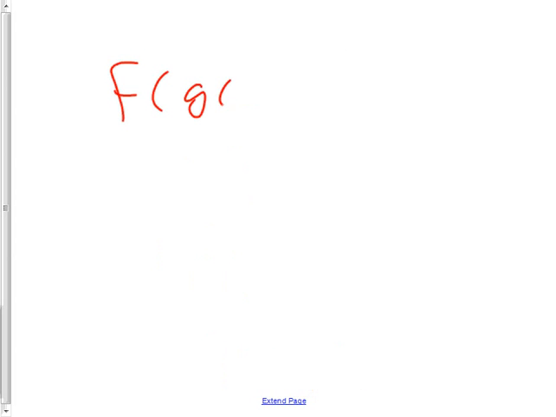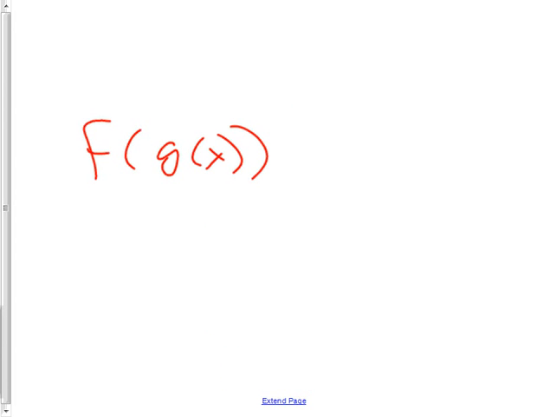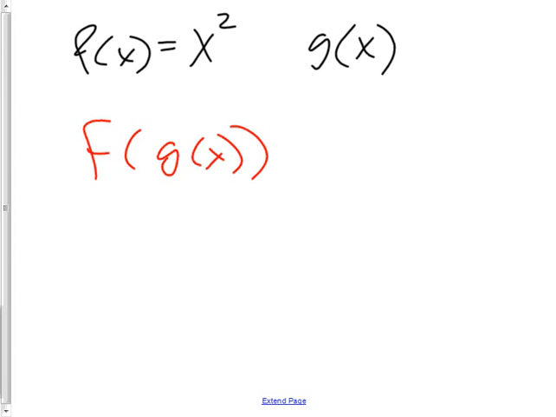So if I have f of g of x, and I want to find its domain, first thing I want to do is find the actual answer to f of g of x. So we'll start with f of x being x squared, and g of x being 1 over x. And I'd like you to figure out what f of g of x is.